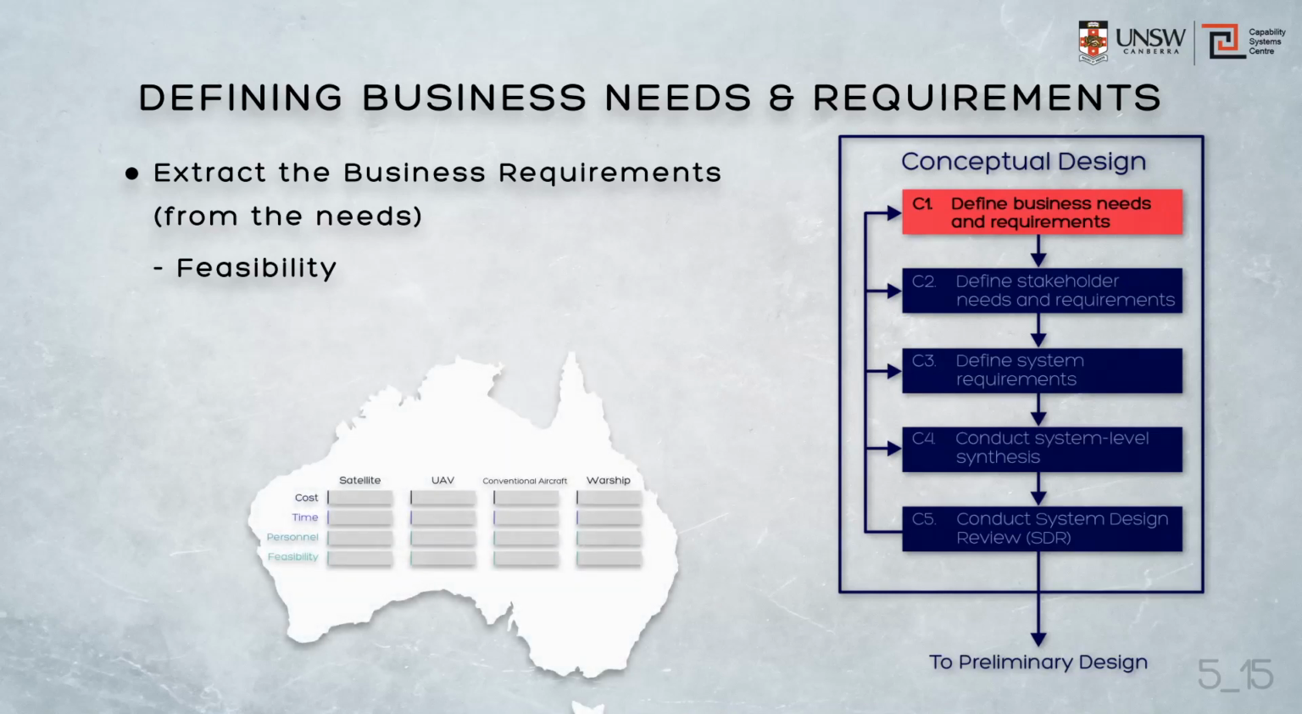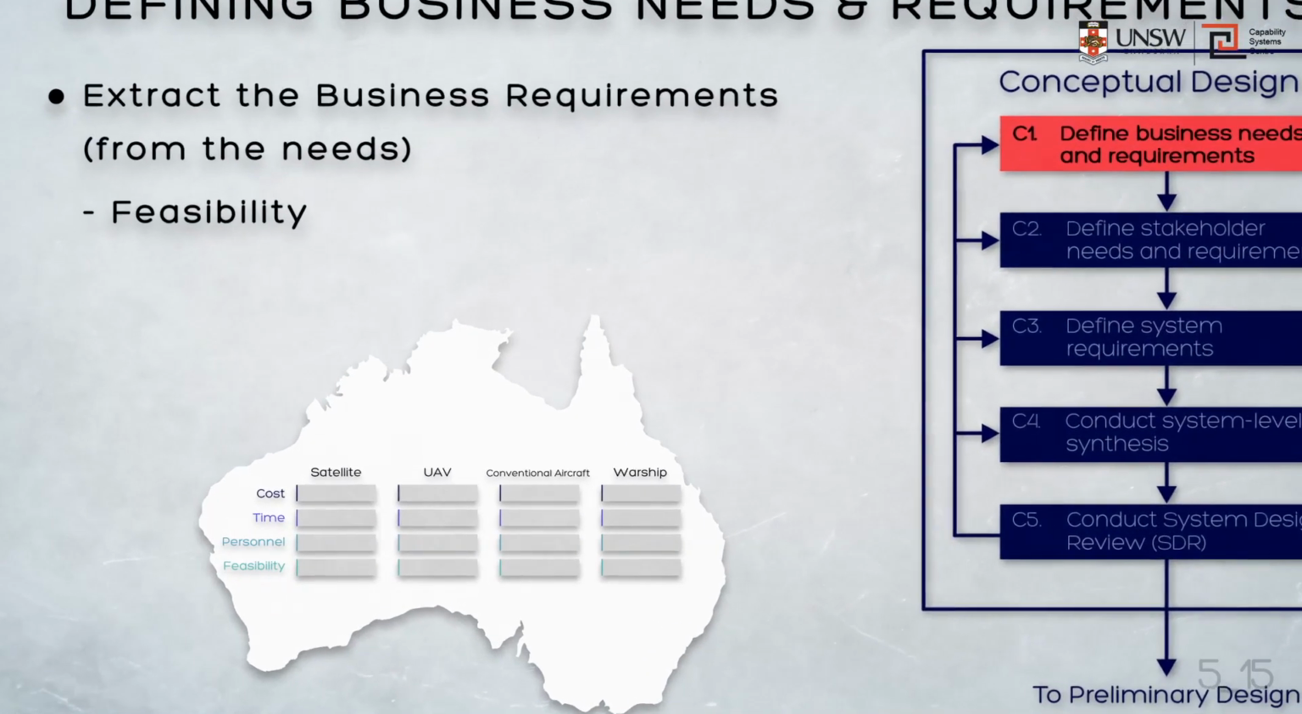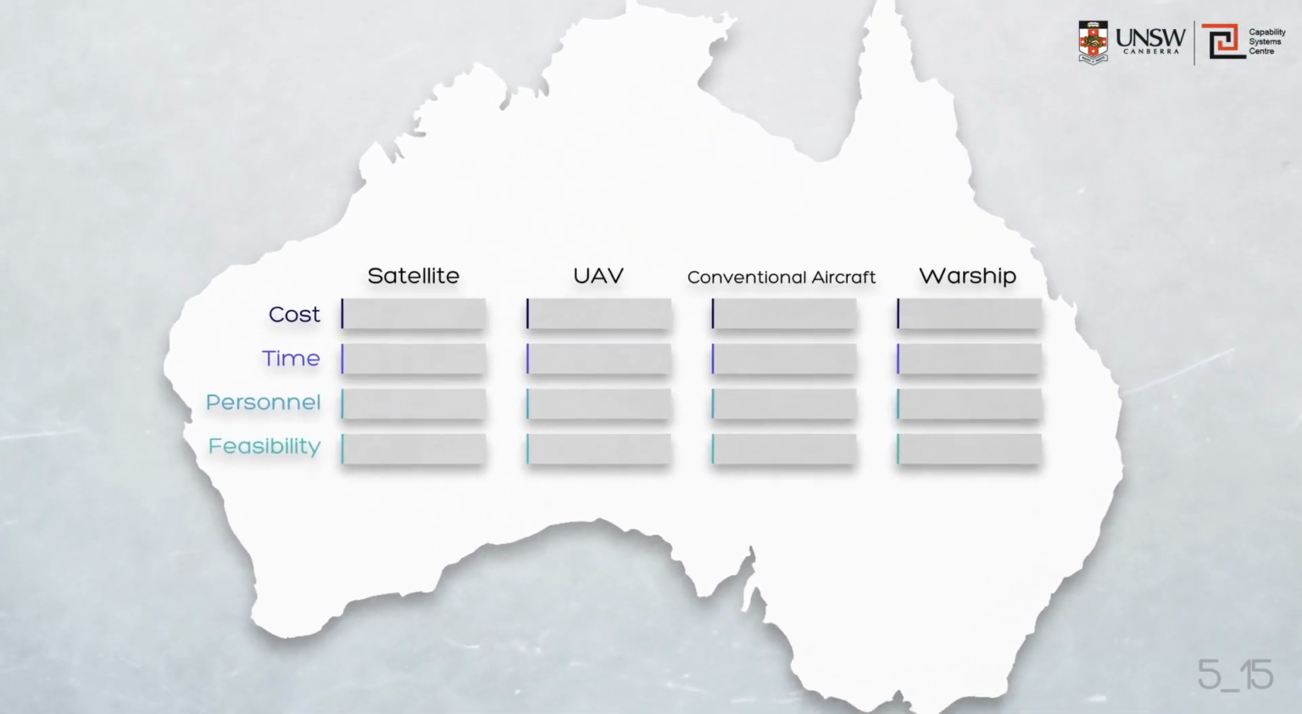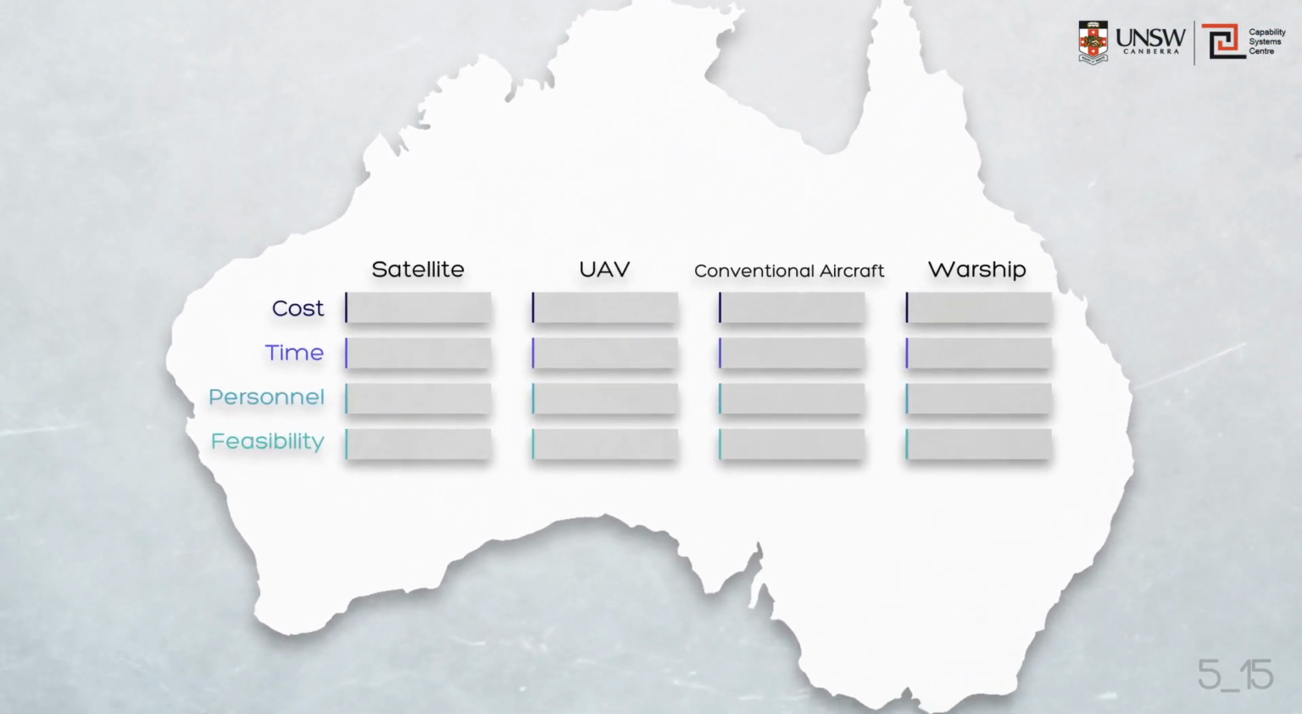For example, earlier I mentioned an example of a military capability gap associated with monitoring national borders. The likely options for doing this, that is, the possible solution spaces, may include satellite surveillance, surveillance from uninhabited aerial vehicles, surveillance from conventional aircraft, or surveillance from warships.